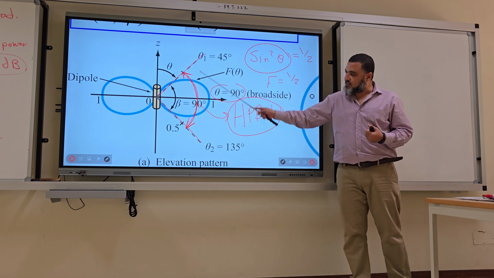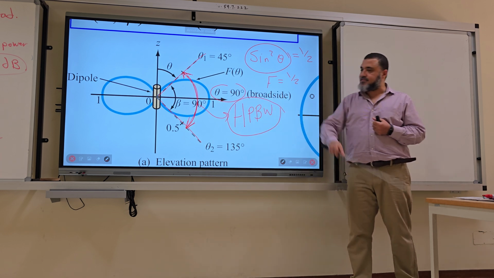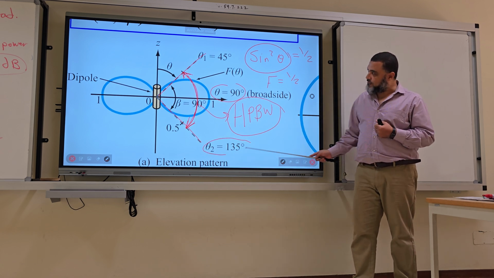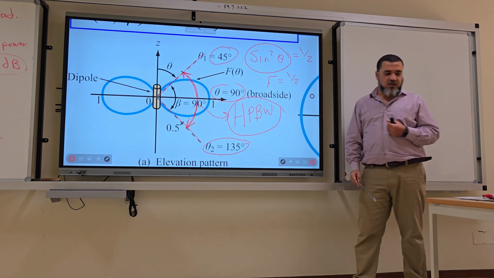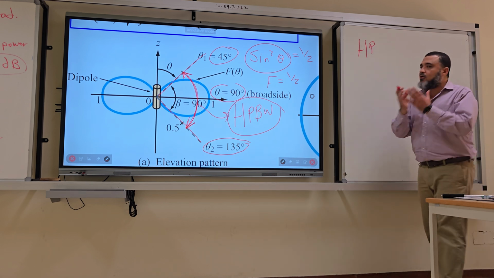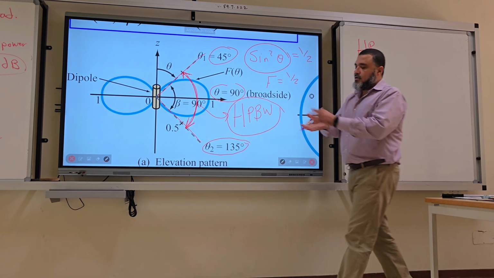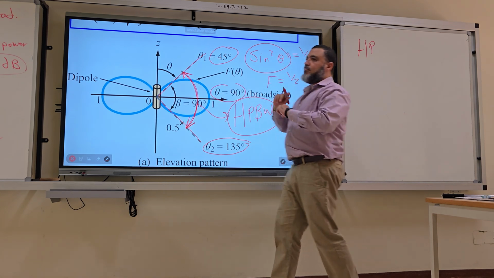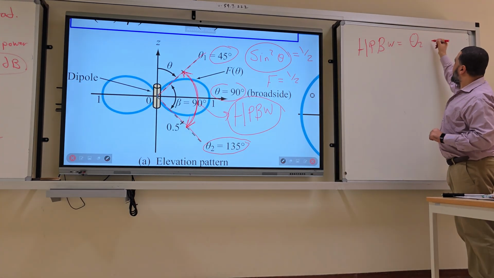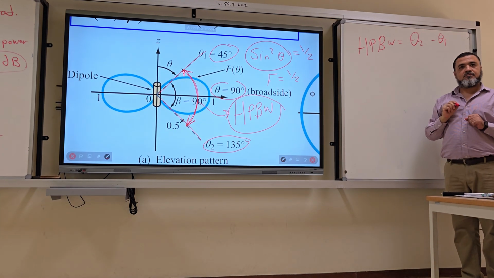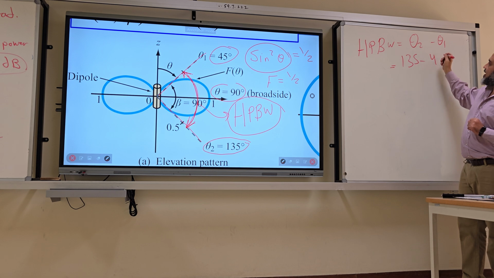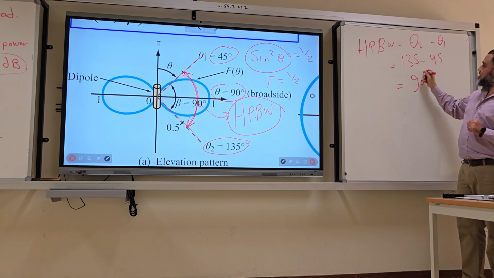Okay? So what is the half power beam width for this case? 135 minus 45, so 90 degrees. The half power means the radiated power is 50% of the maximum power. The half power beam width equals the big angle minus the small angle. What is the big angle? 135. What is the small angle? 45. So the half power beam width is 90 degrees.